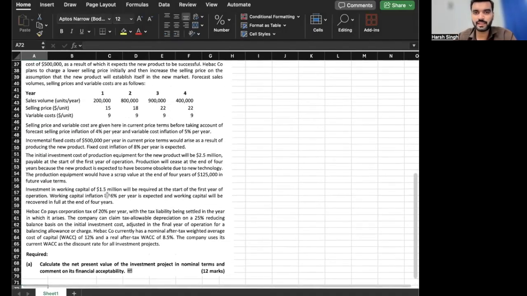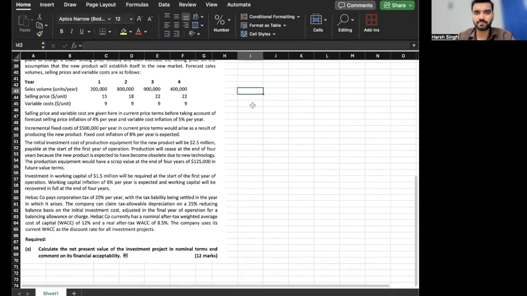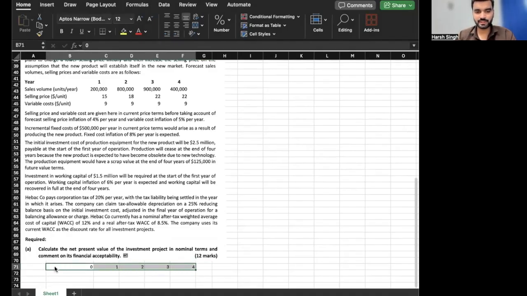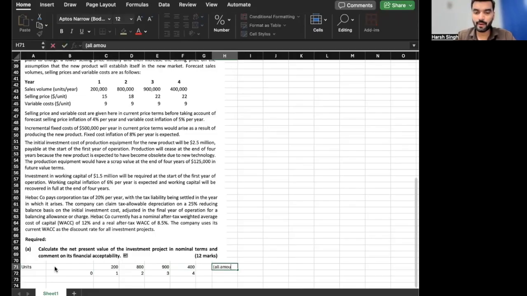Since the values are given over here, is it okay if we solve? No, we'll solve it over here only. 0, 1, 2, 3, 4. But I'll take up units prior to that. What are the units for each sales volume? From every number, I'll remove the triple zeros: 200, 800, 900, 400. But whenever you do this, just put down at the start of the question in brackets, all amounts are in triple zeros. Okay.